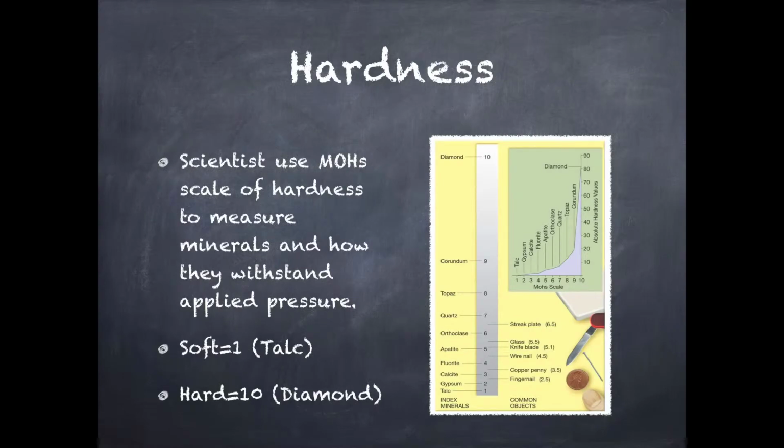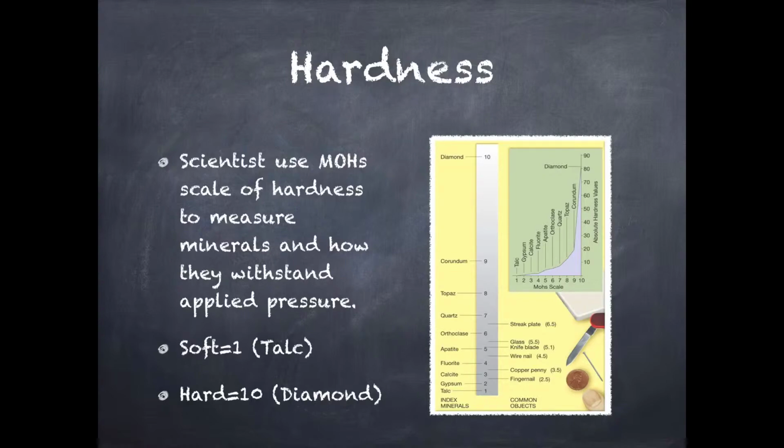Okay, one of the other things that we can use to identify different types of minerals is going to be the hardness. Scientists use the Mohs scale of hardness to measure minerals and how they withstand applied pressure. This is going to be the scale with 10 being diamond all the way up on top, or if you flip it, it'll be on bottom, and soft will be 1. Examples include talc, which will basically be like chalk. It'll just disintegrate, not very hard. Diamond is the hardest known substance to man.